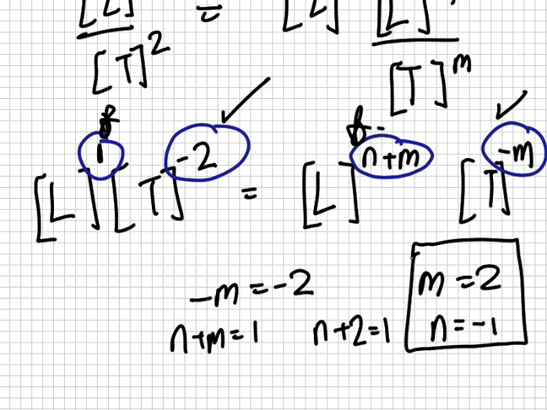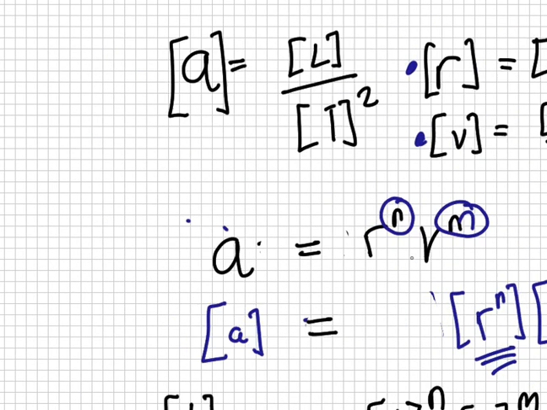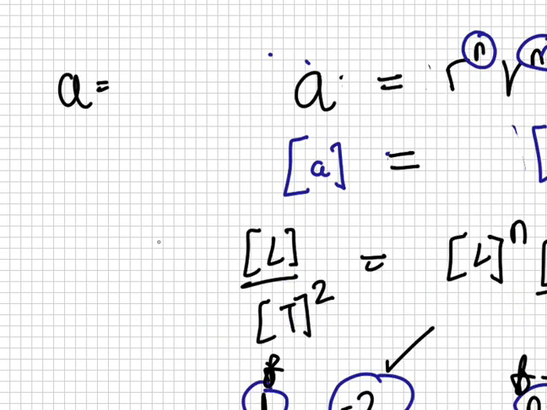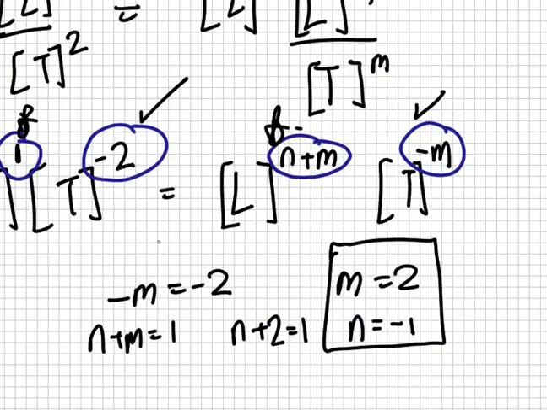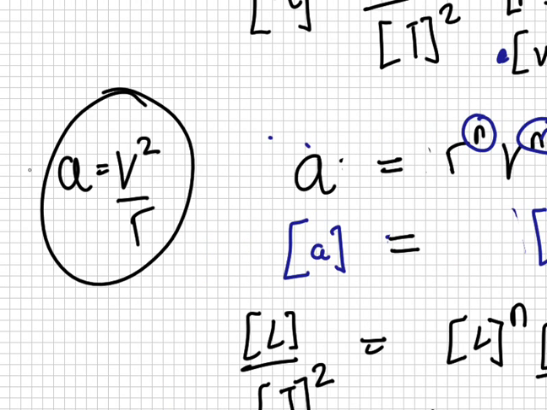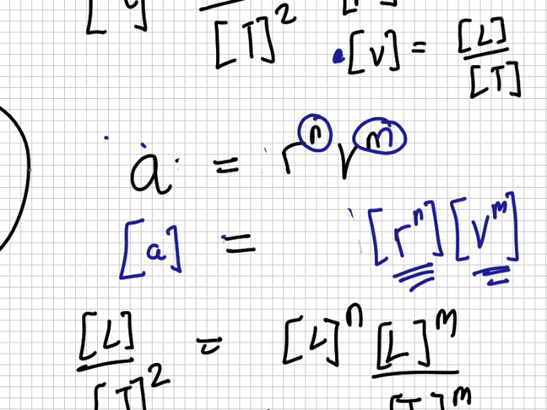So I can go back and say now a equals, what was n? I just said it's minus 1. And the m is 2. So we get v squared over r, or another way of saying it is v squared over r, if you want to write it back in at the start.